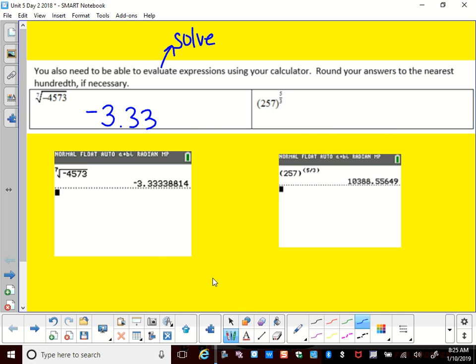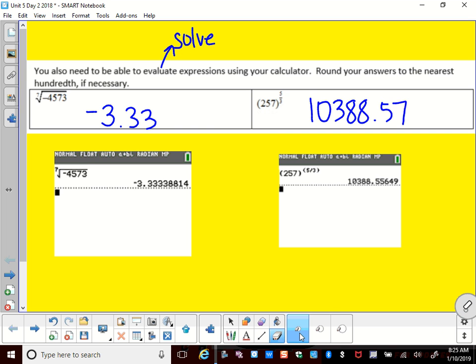So let's break that down. Oh wait, 56. That 6 makes my 5 round up. Alright, are we good with this? Thumbs up and a smile.